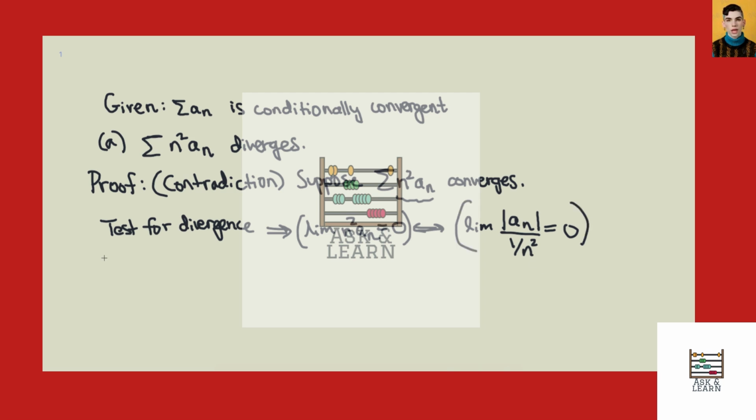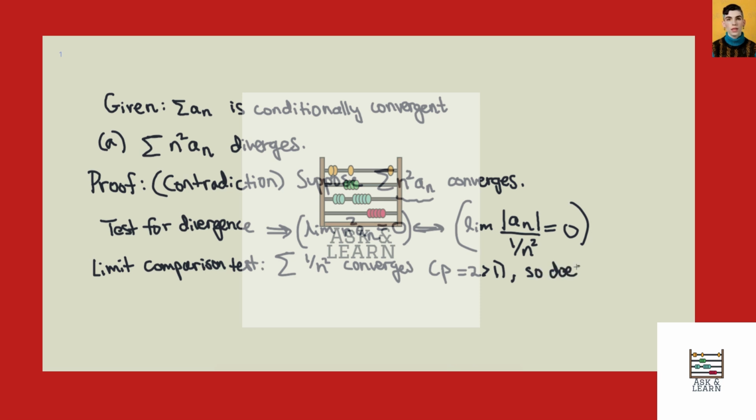Now we go to the limit comparison test. So here's another theorem, and we have a fraction here. We know that the series 1 over n squared converges. You can use the p-test to see this. P equals 2, it's bigger than 1, and that implies that the sum converges. So in this case, the limit comparison test would say that the series here converges as well.